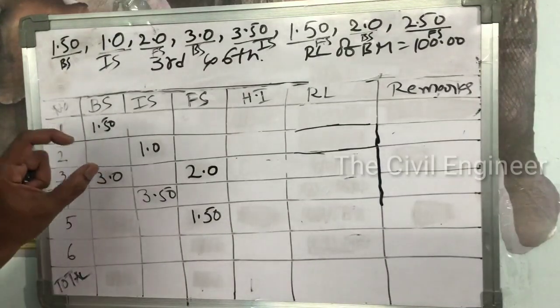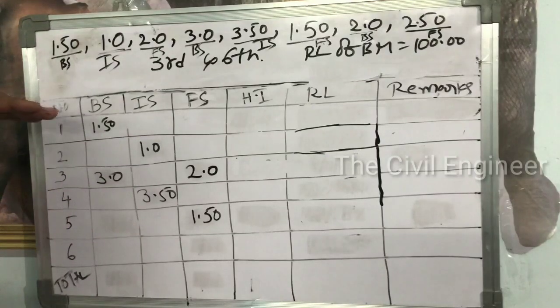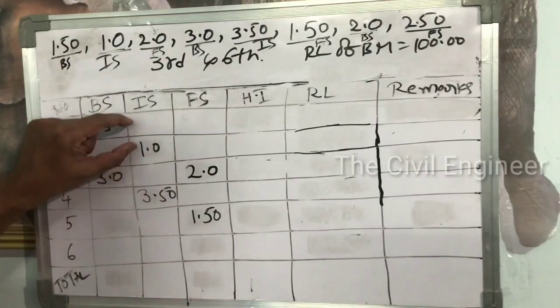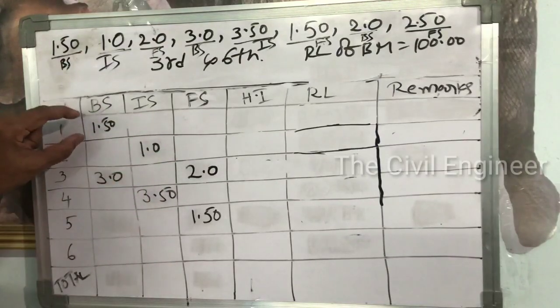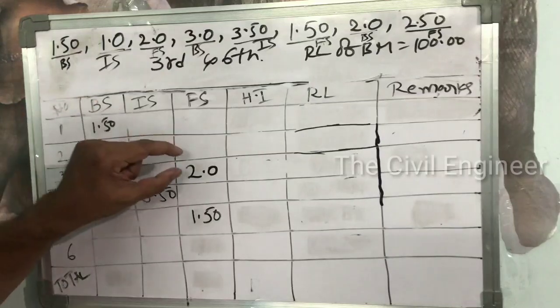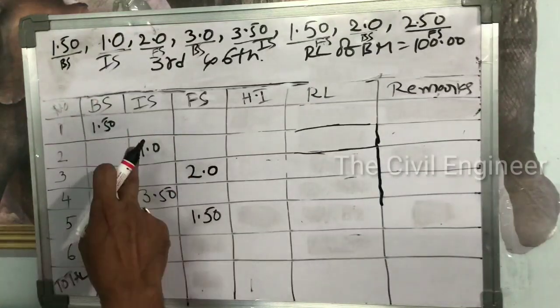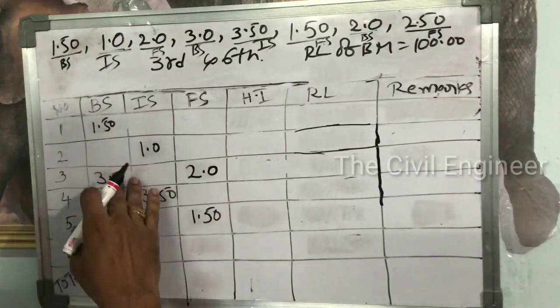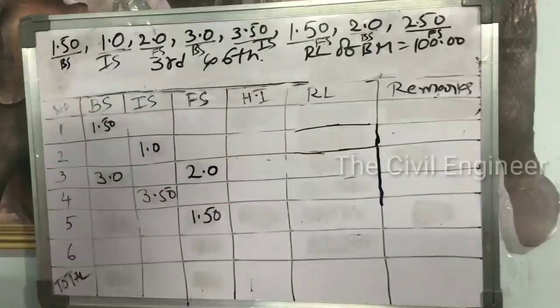So here we have to follow the process. The staff readings are to be started from back side to intermediate side and foresight. If there is no back side, there is no problem. After the back side, immediately the next reading is foresight. If any intermediate sides are there, they are to be followed. And finally we have to reach the foresight. That is the process of posting the staff readings.